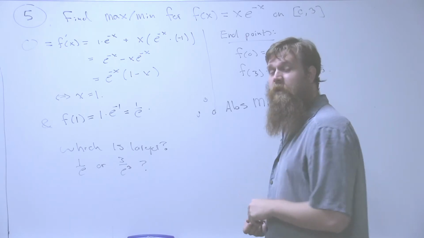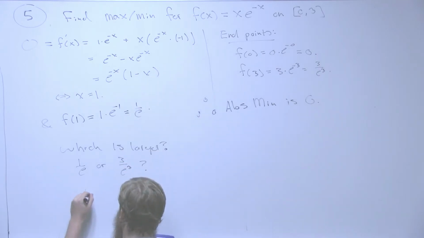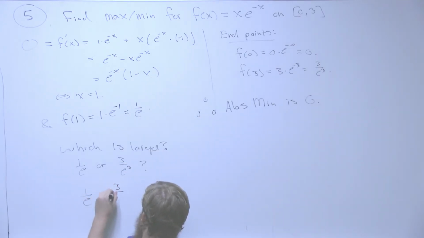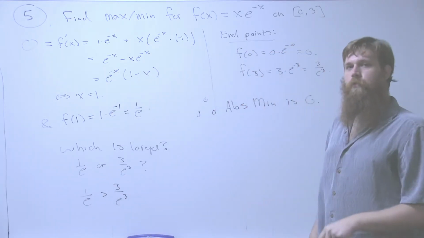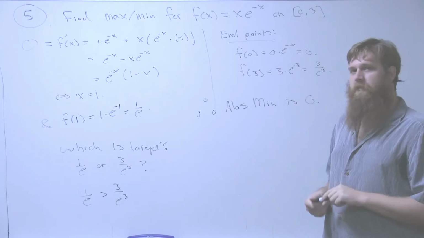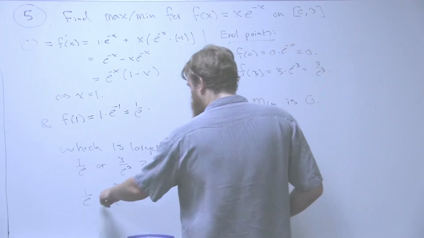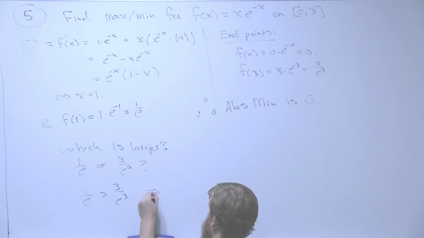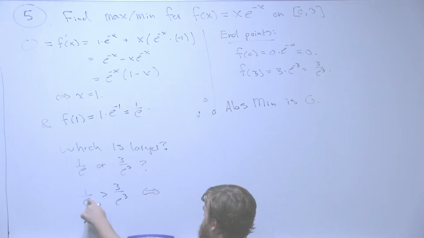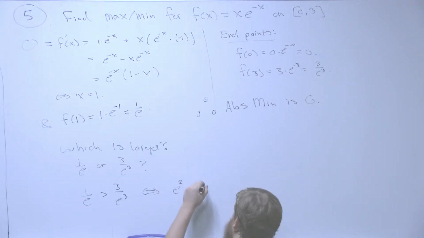I suspect that 1 over e is larger than 3 over e cubed. So I will say, my guess, 1 over e greater than 3 over e cubed. If I can simplify this to a true statement, then I win, my guess was correct. If I simplify this to a false statement, I still win by learning my guess was wrong. So, how can we simplify this? Well, let's multiply by e cubed on both sides. The e and e cubed here will give me an e squared on the left. So this reduces to the statement e squared is greater than 3.